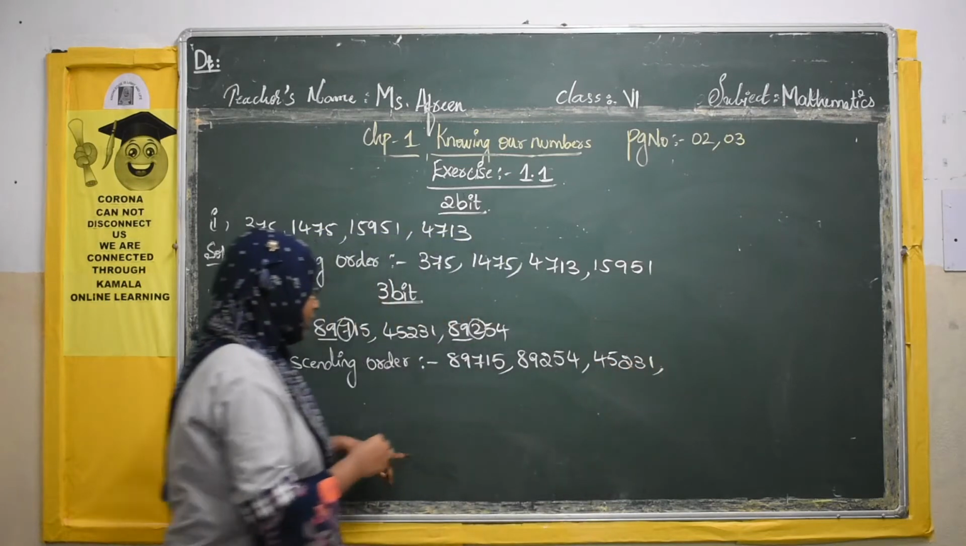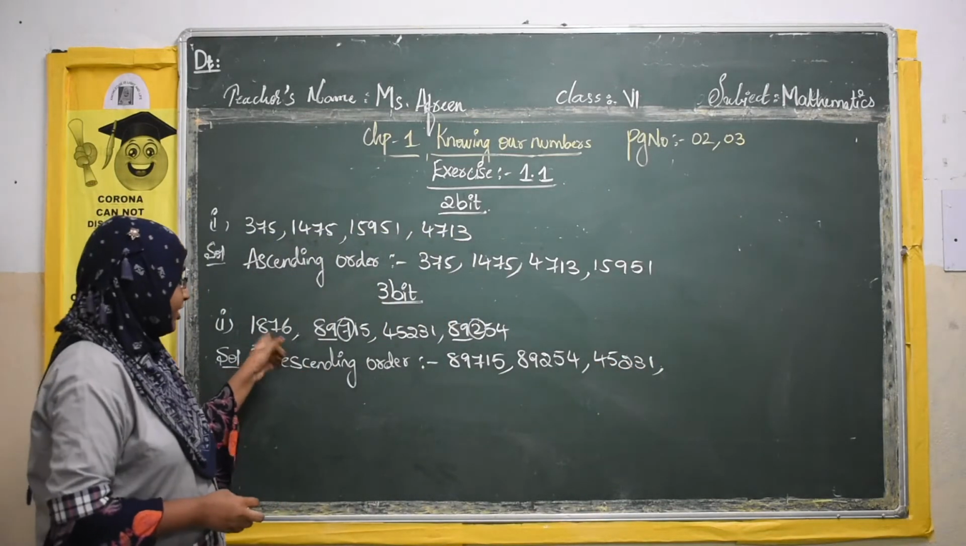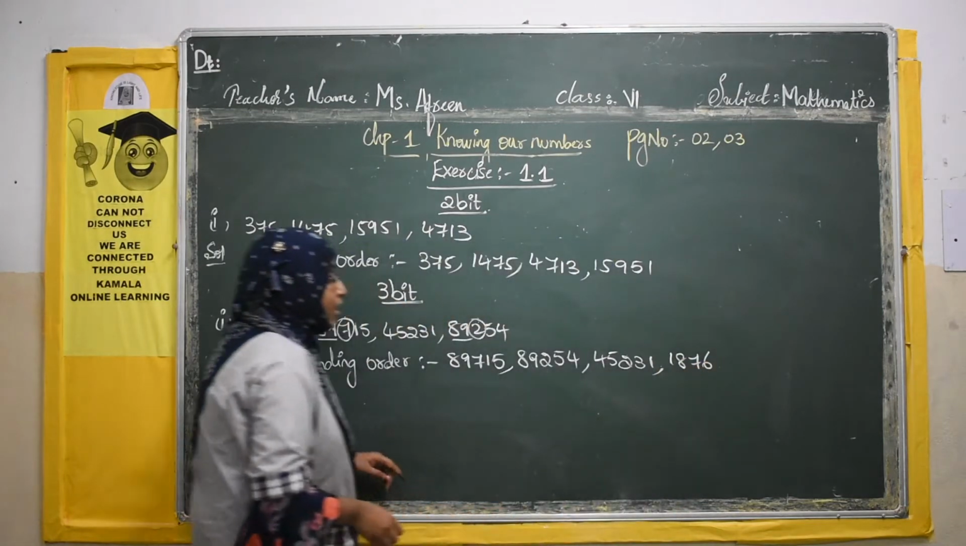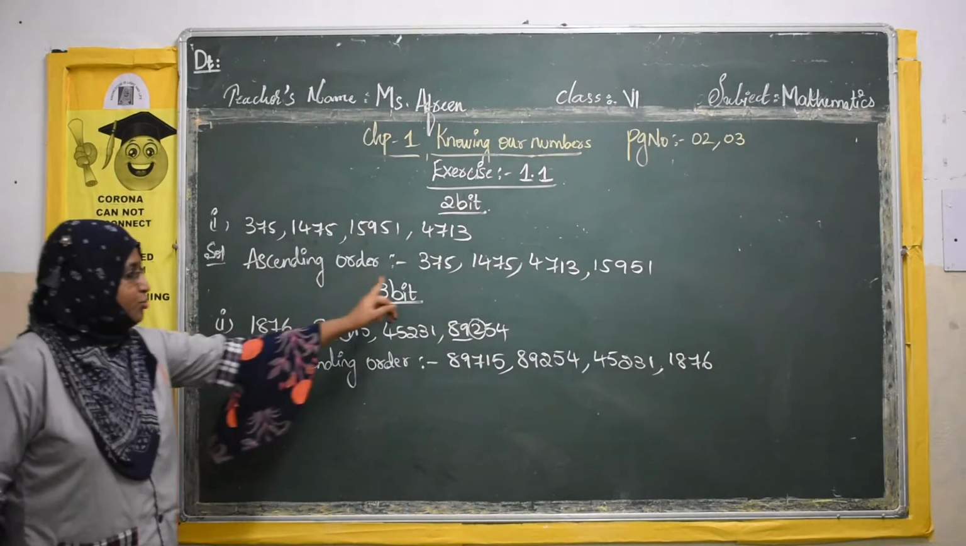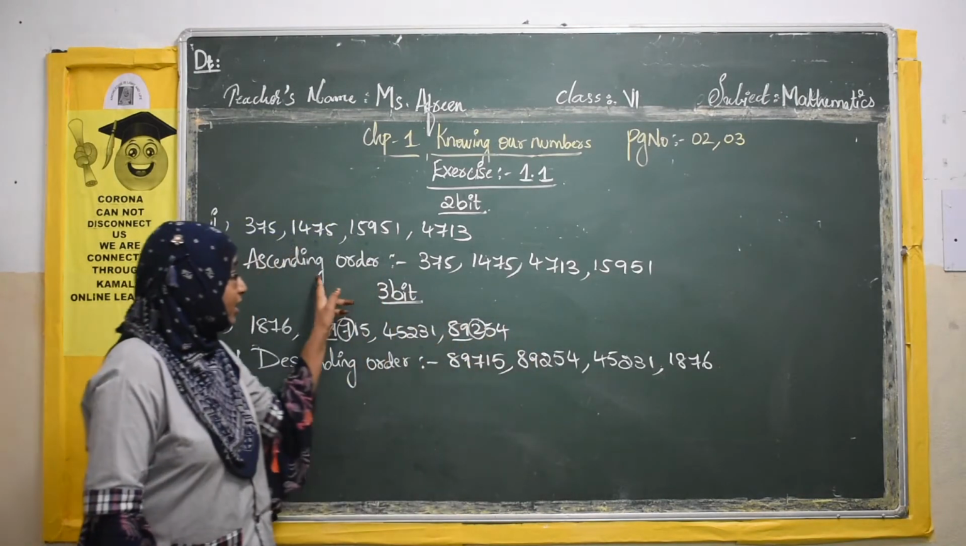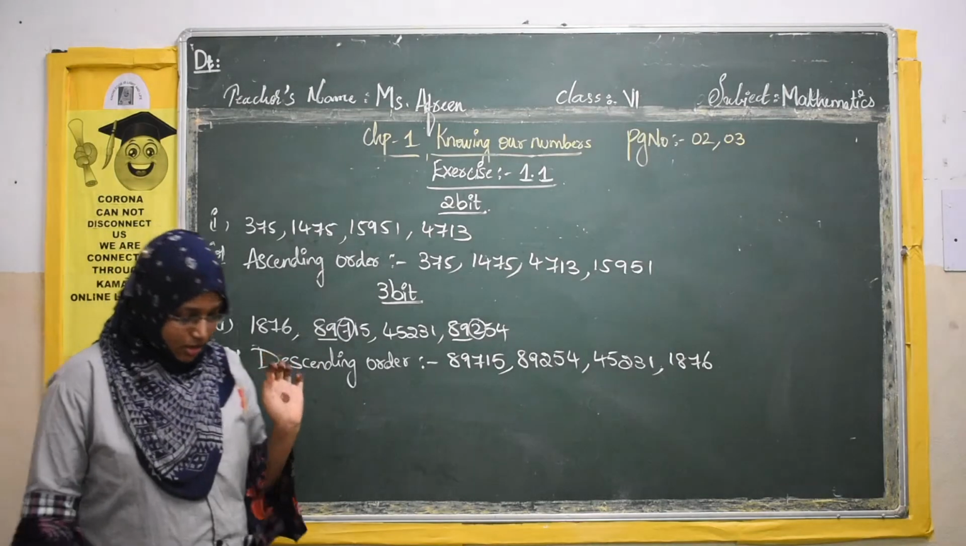Now this is also a 5-digit number, so it is 45,231. What is the remaining last number? It's 1876. Ascending order, small to big. Descending order, big to small. This is an increasing order, this is a decreasing order.